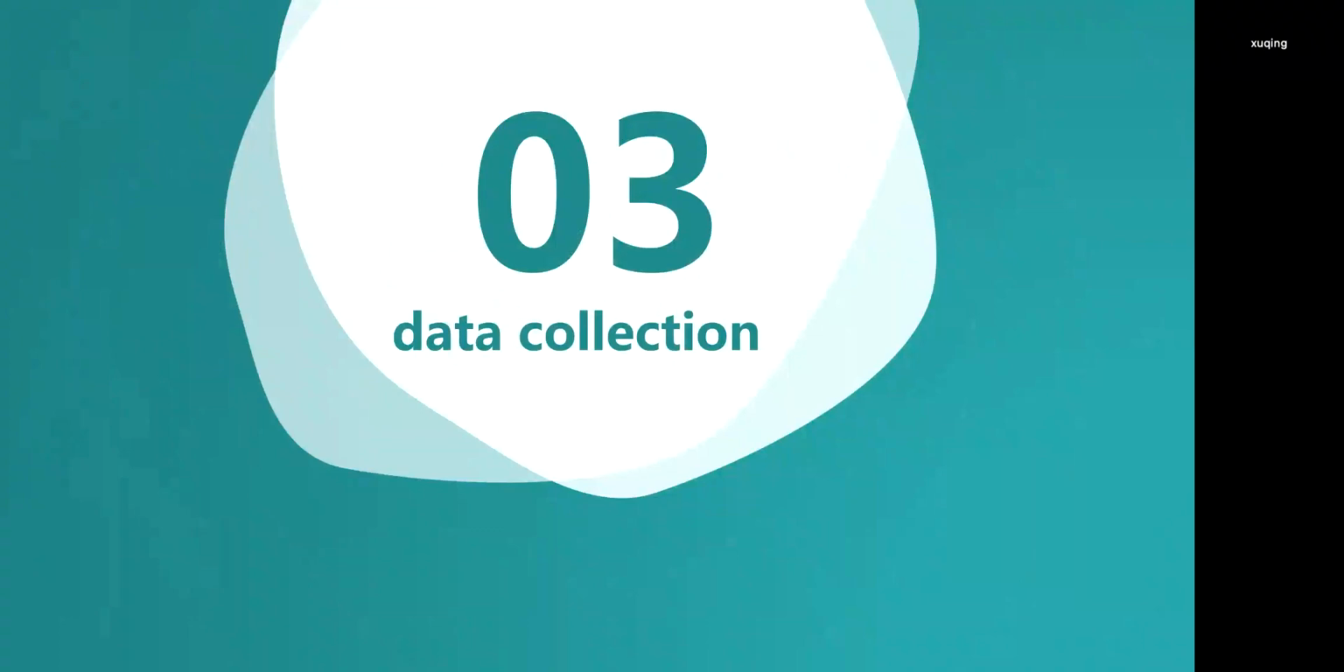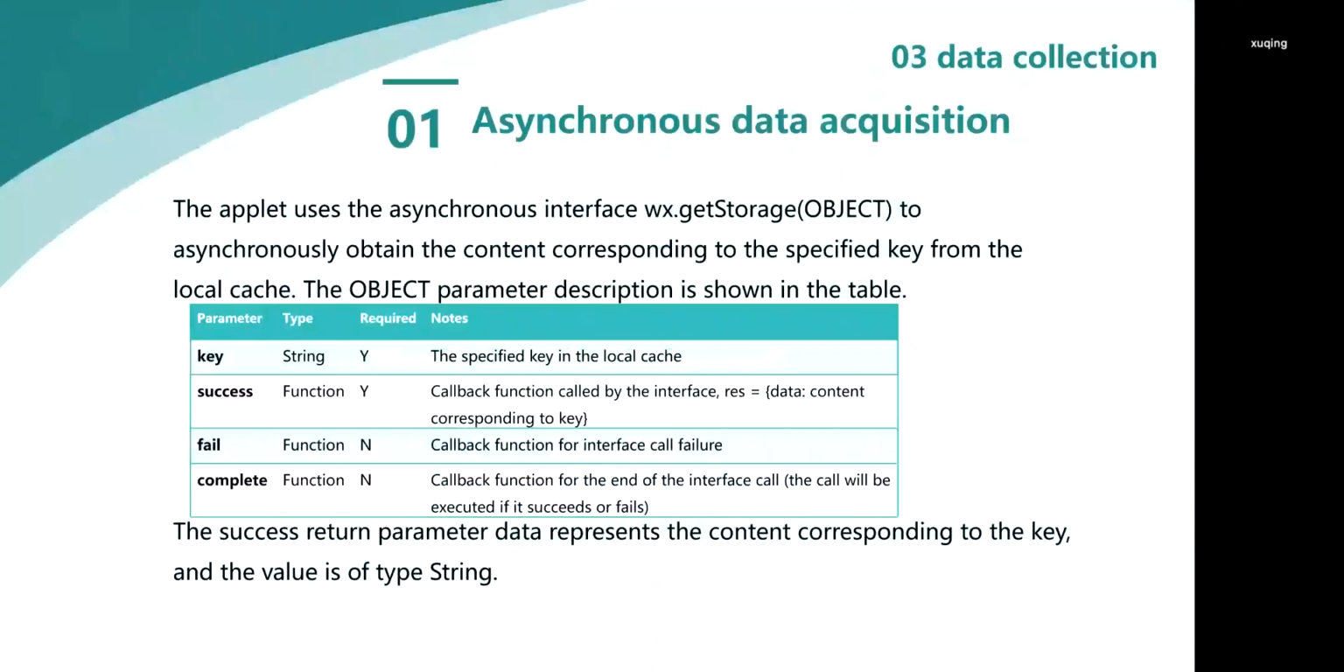For the data collection, similarly, we have 2 types: asynchronous and synchronous data collection. Firstly is the asynchronous data acquisition. The applet uses the asynchronous interface WeChat get storage to asynchronously obtain the content corresponding to the specified key from the local cache. We have a description of this object parameter here.